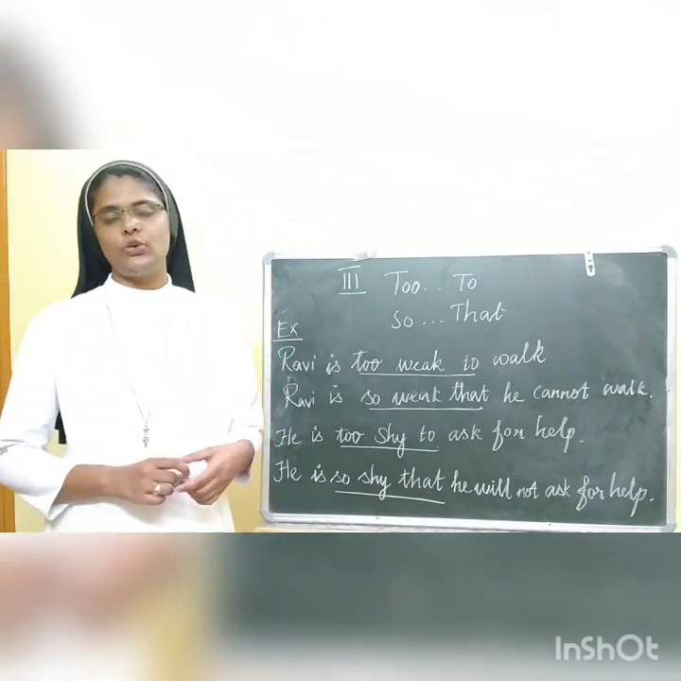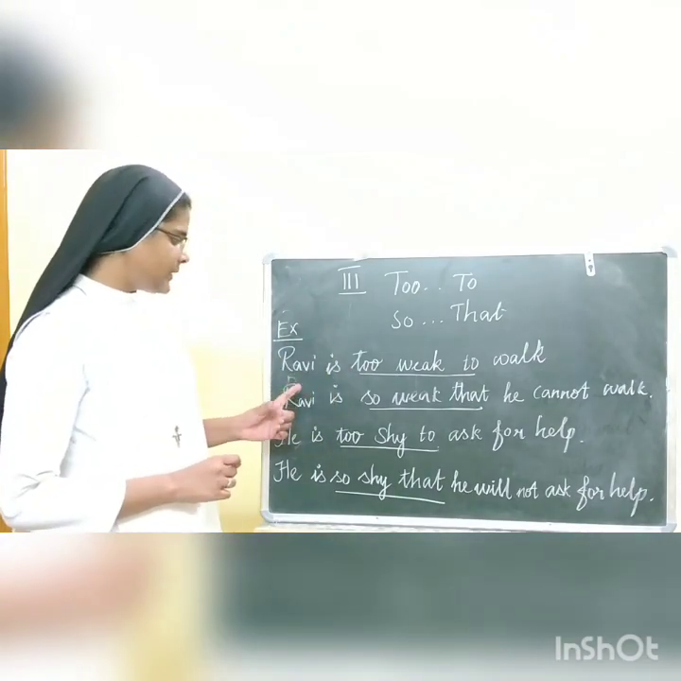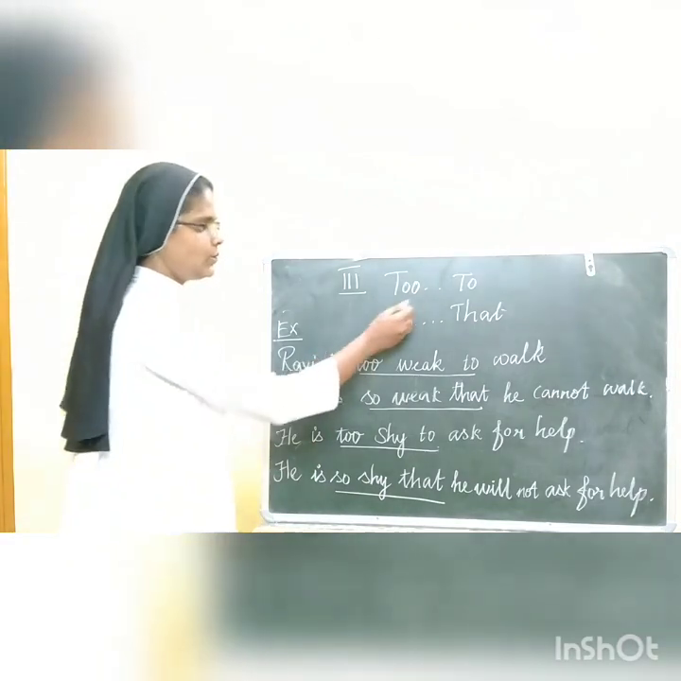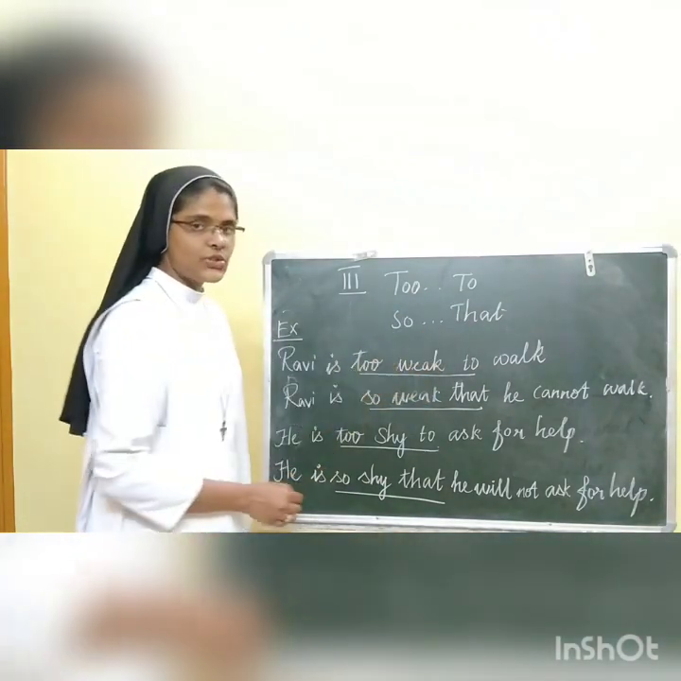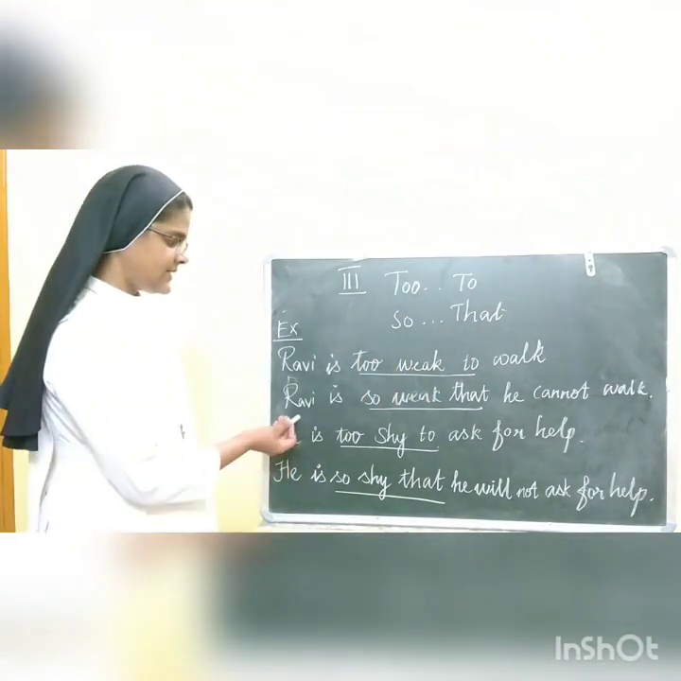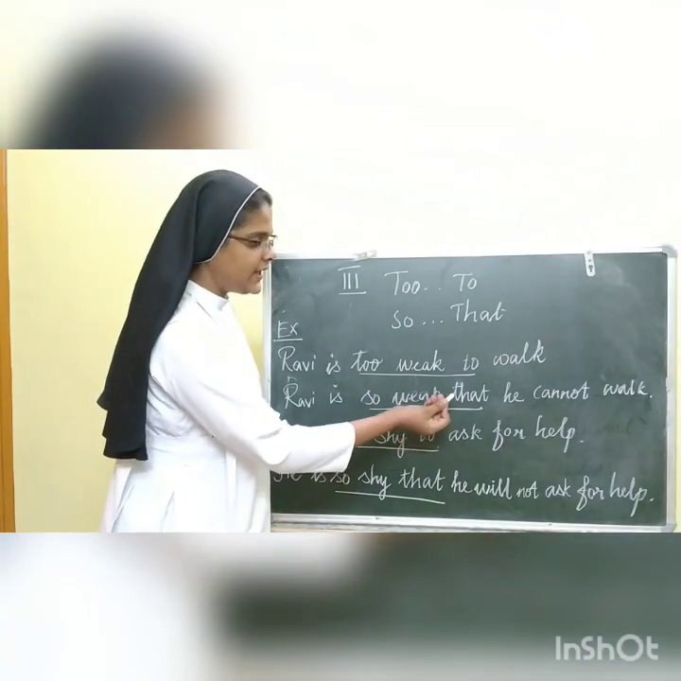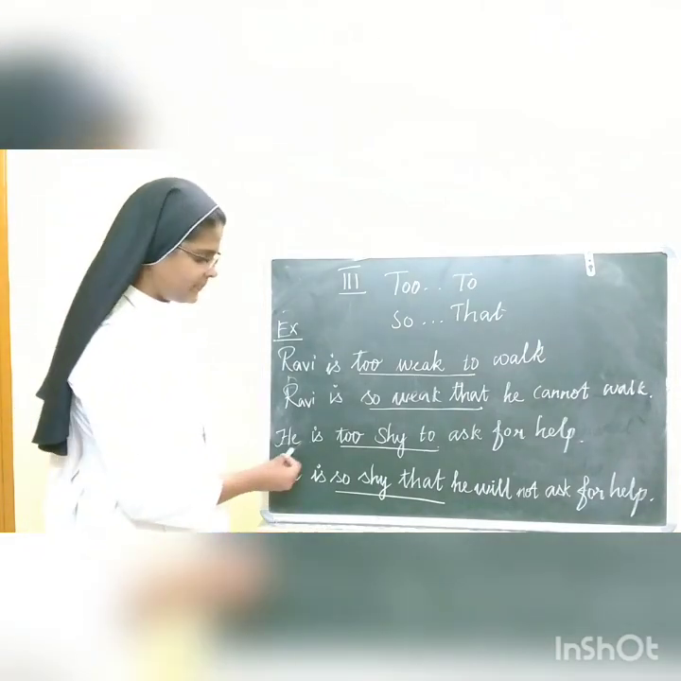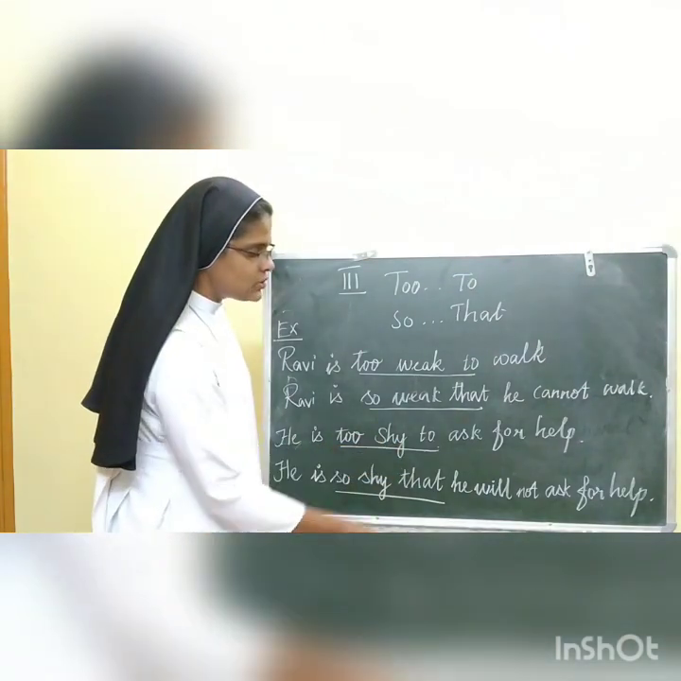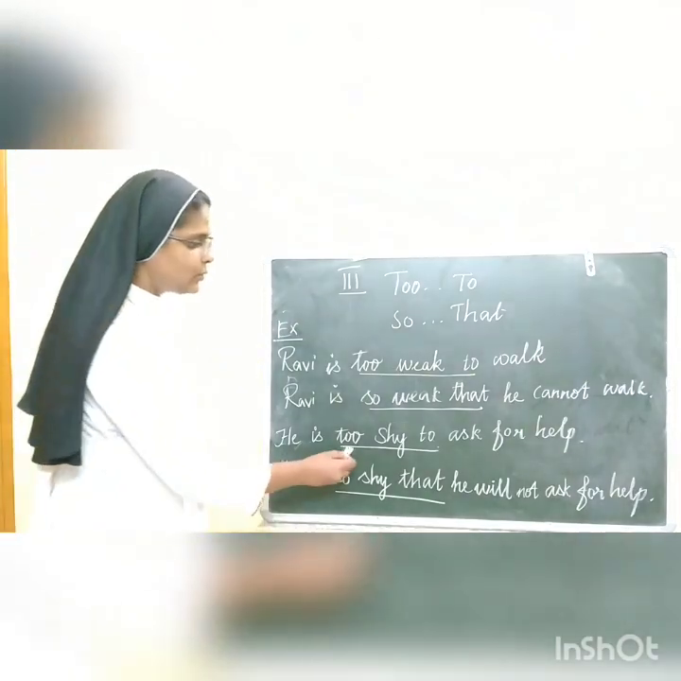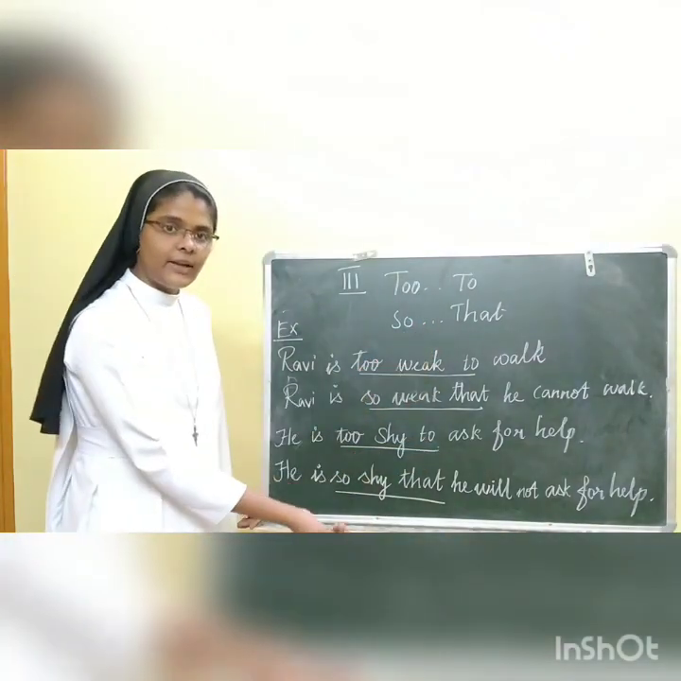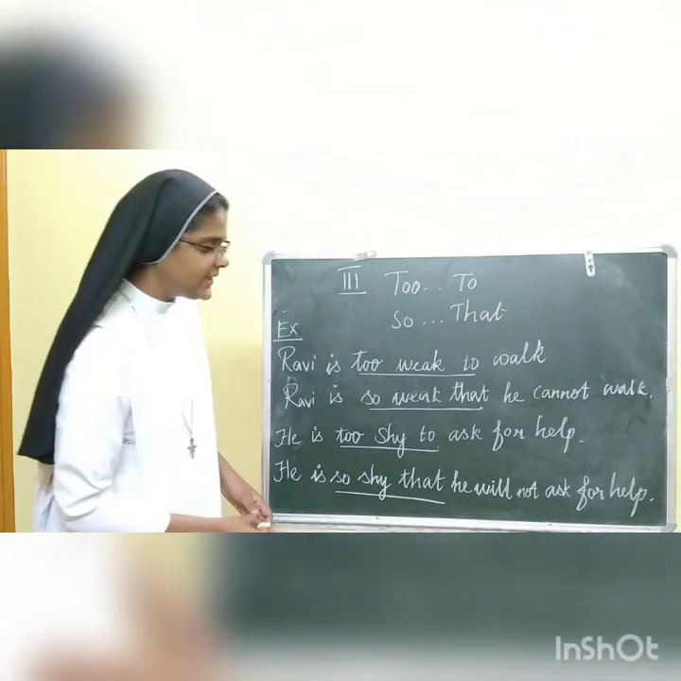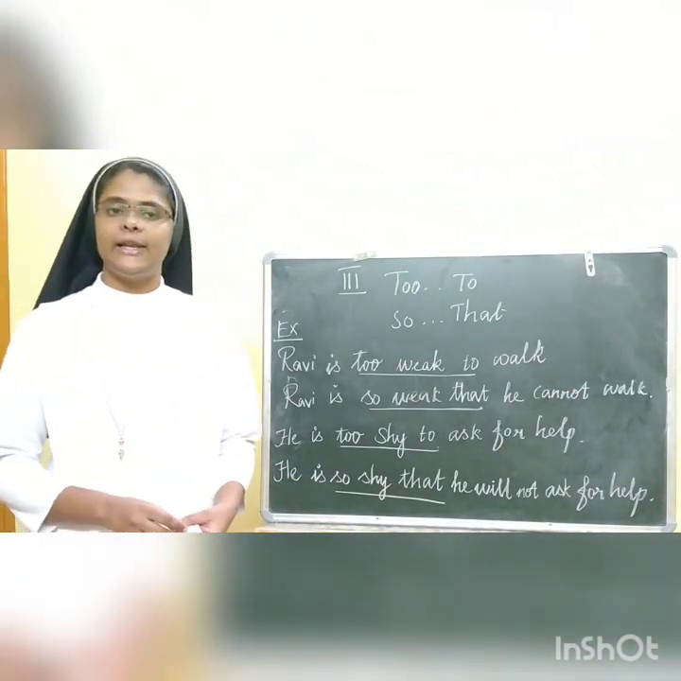Now let us see the third case. Too will change into so that. For example, Ravi is too weak to walk. So too changes into so that for the negative sentence. Ravi is so weak that he cannot walk. Another example: He is too shy to ask for help. Too changes into so that for the negative sentence. He is so shy that he will not ask for help.